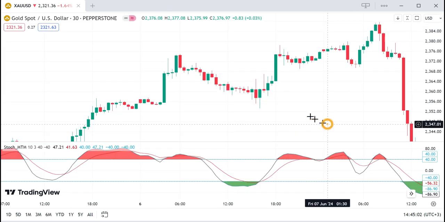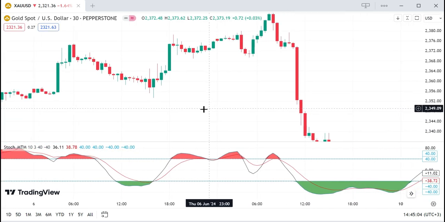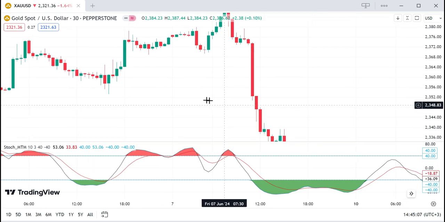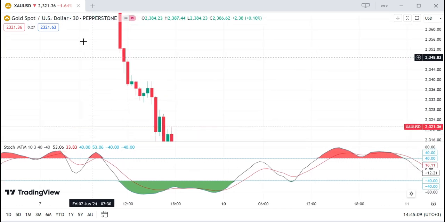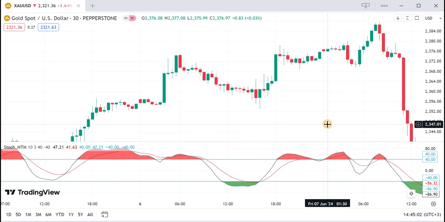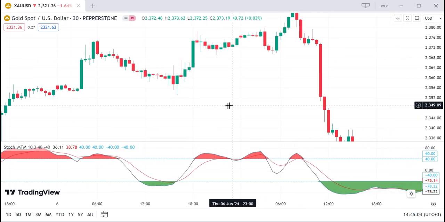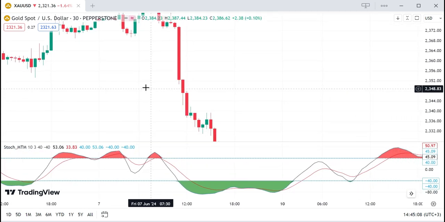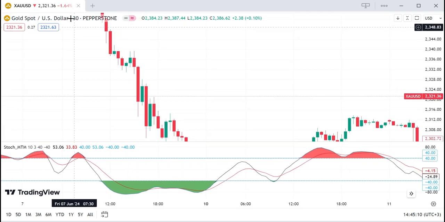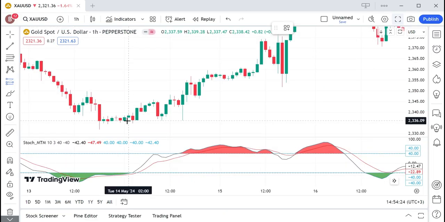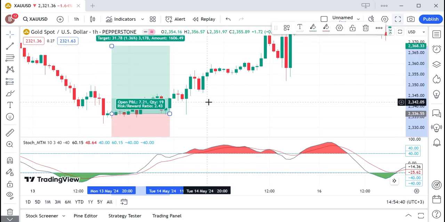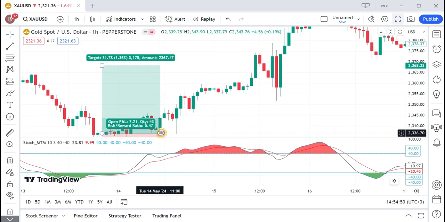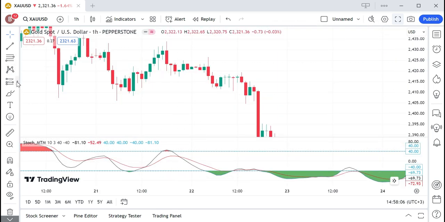Take a look at this example. When the SMI lines move above +40, you can see that the price often starts to level off or drop soon after. Conversely, when the SMI lines dip below -40, the price tends to stabilize or rise shortly after. These signals help traders decide when to buy or sell. Another useful feature of the SMI indicator is the crossover of the main and signal lines. When the signal line crosses above the main line from below, it can be a signal to buy. Conversely, when the signal line crosses below the main line from above, it can be a signal to sell.